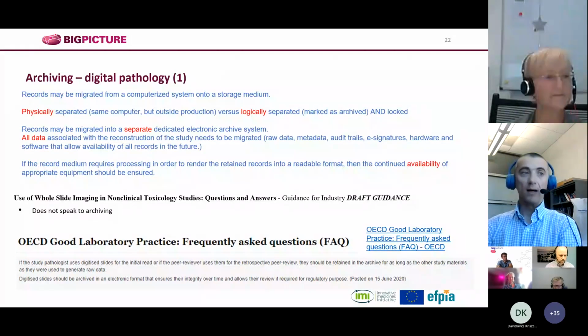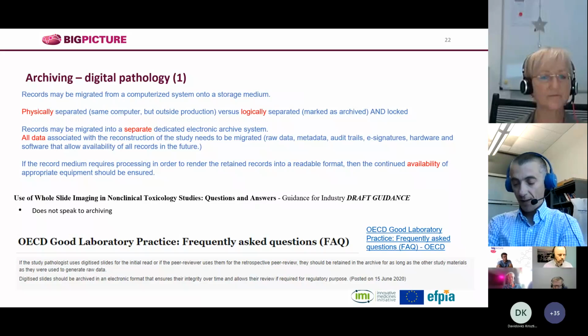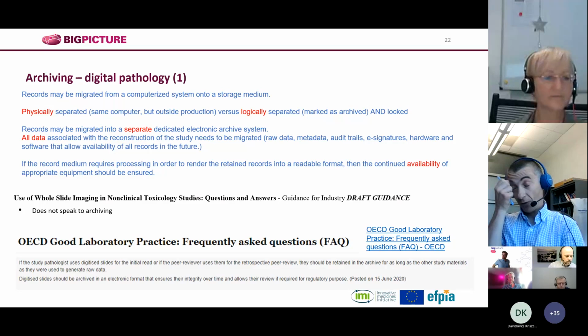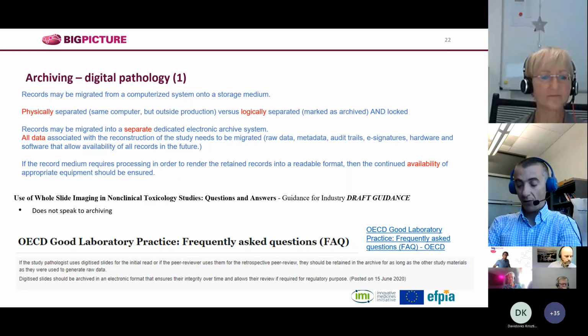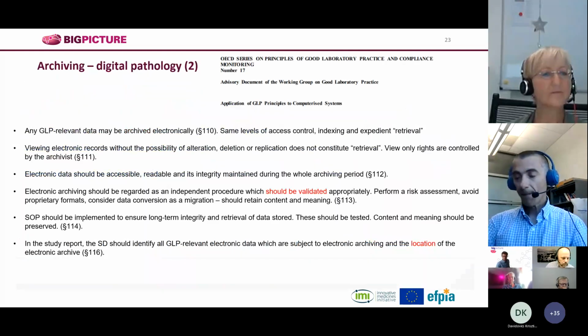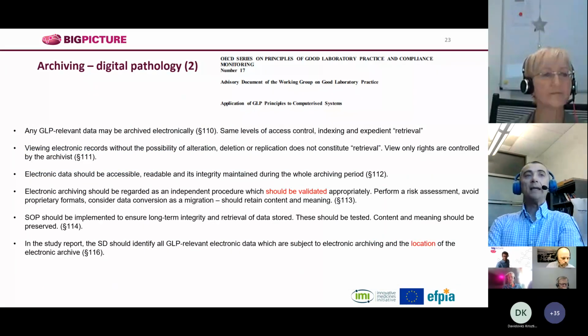If you go and look at the OECD document, there's an FAQ on the topic, it just gives general principles there. And in particular, it's again around the notion of integrity and the notion of accessibility of the archives over time. You can go to the next one. Going into a bit more details about OECD expectations.